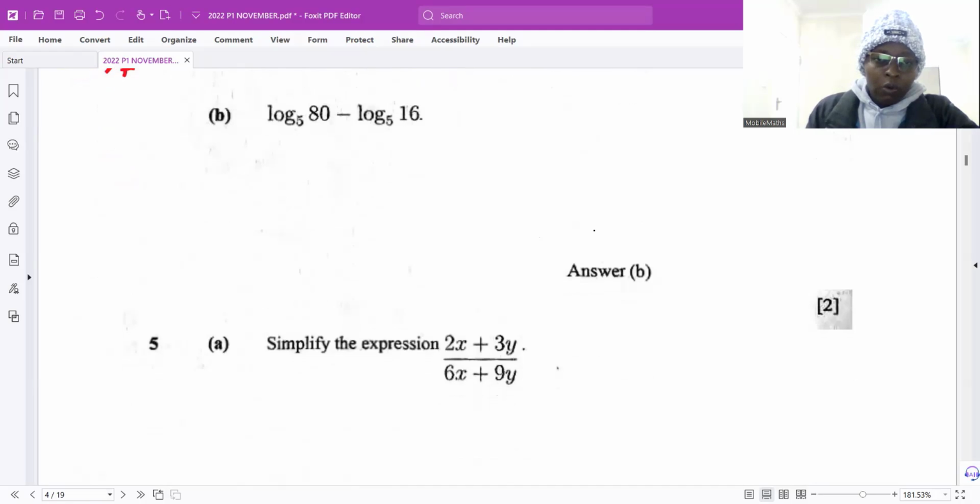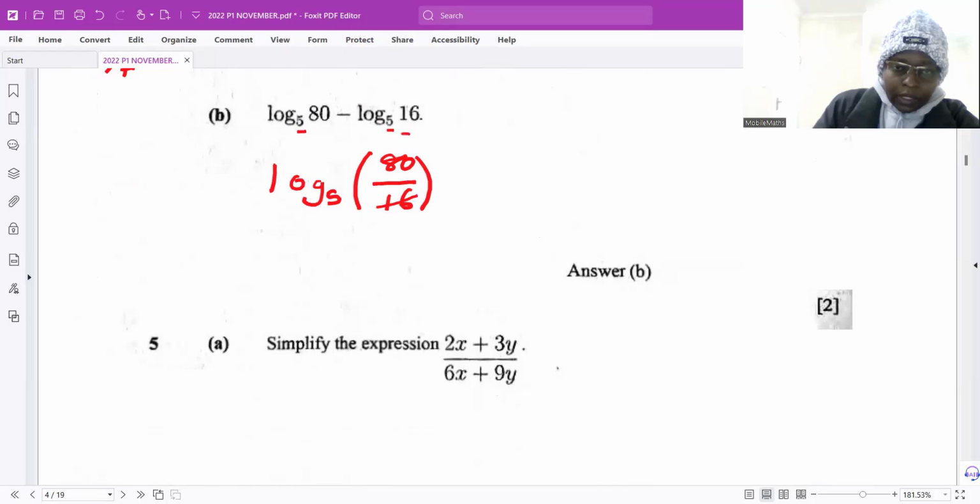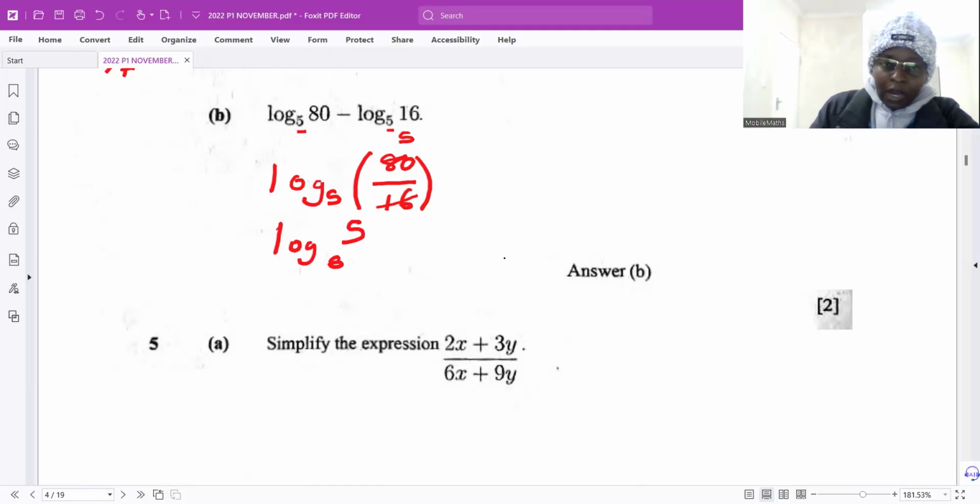Number B, log 80 base 5 minus log 16 base 5. So when they all have the same base 5 here, we can just say log, since they are subtracting, we divide them. Log 80 divided by 16, okay? So dividing this, 16 can go into 80, you get 5. So it means we have got log 5 base 5, of which if I have log 5 base 5, our answer is equal to 1, okay?